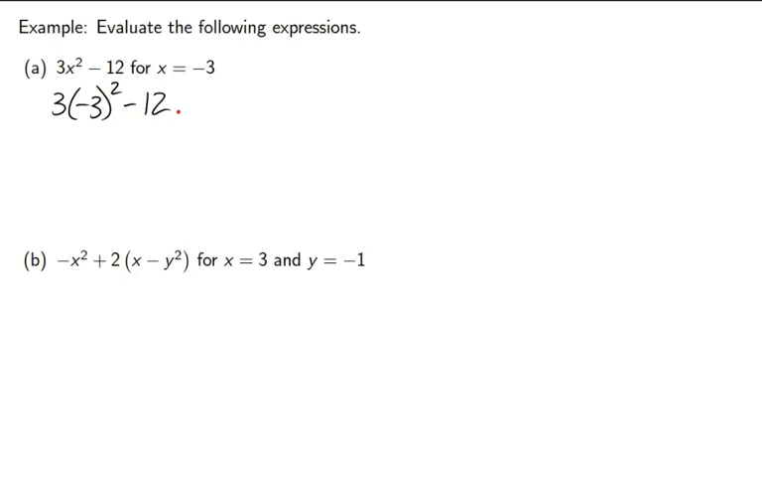And then we just need to use our order of operations carefully. So, exponents first. -3 squared is -3 times -3. That's 9. Then we do multiplication. And finally we do the subtraction.